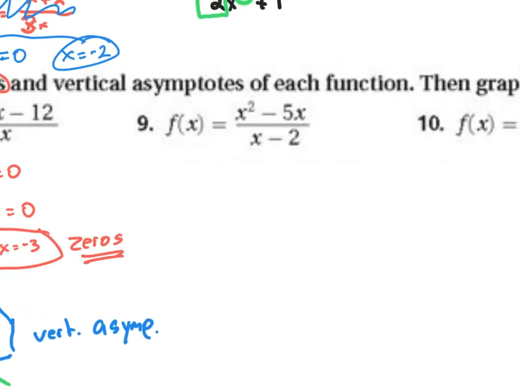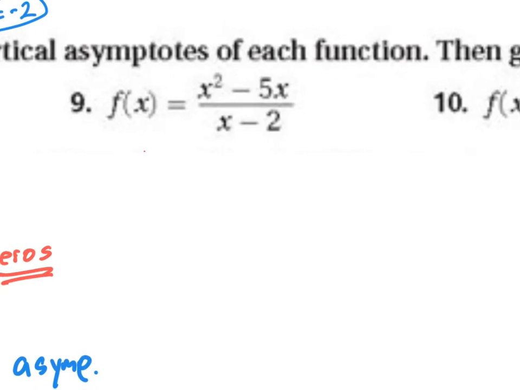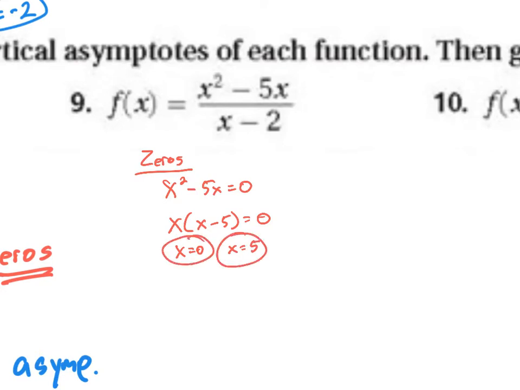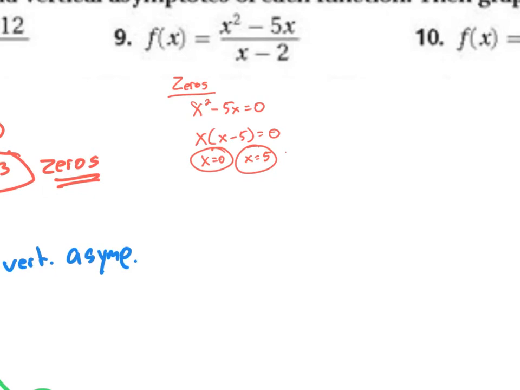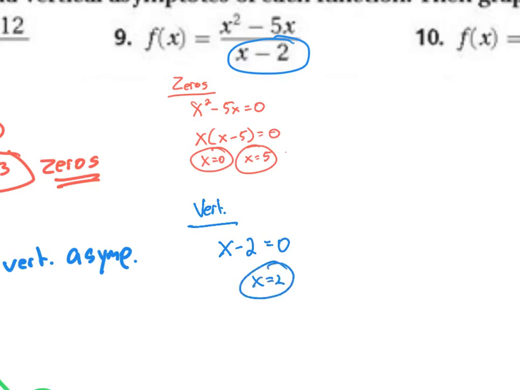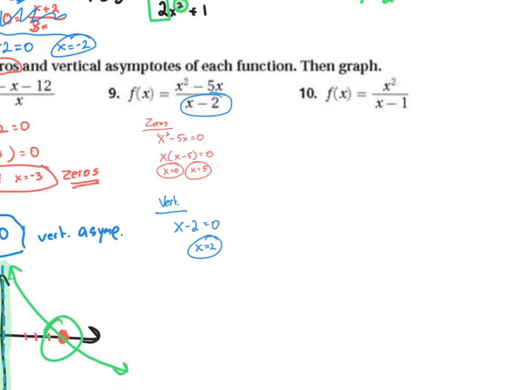All right, let's find the zeros and the vertical asymptotes. So first of all, let's find zeros. So it's x squared minus 5x equals 0. So when the top equals 0, let's factor out an x: x times (x minus 5) equals 0. So it looks like when x is equal to 0 and when x is equal to 5. Those are my zeros, okay? Let's find vertical asymptotes, right? Remember, vertical asymptotes are when this thing becomes undefined. It's only going to become undefined when the bottom equals 0, so when x equals 2. Got it, vertical asymptote, okay?